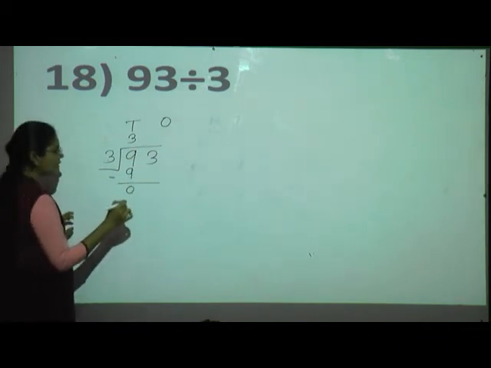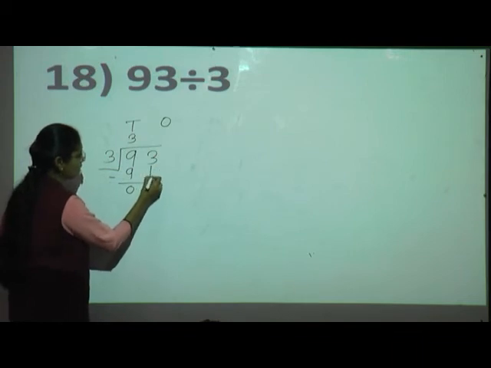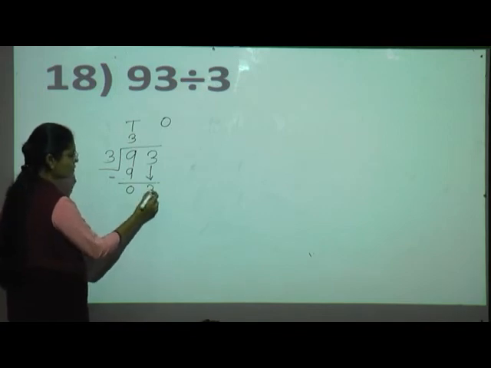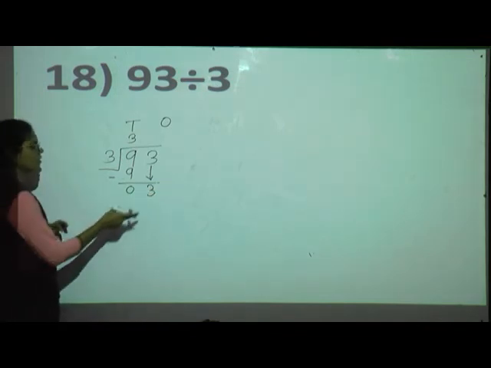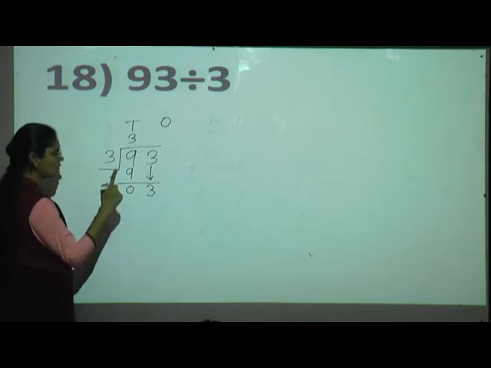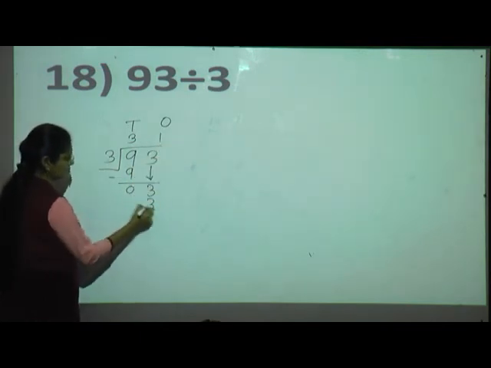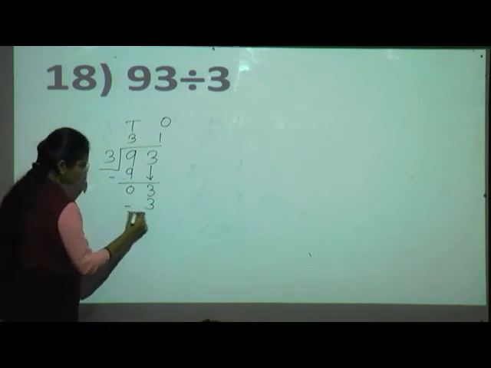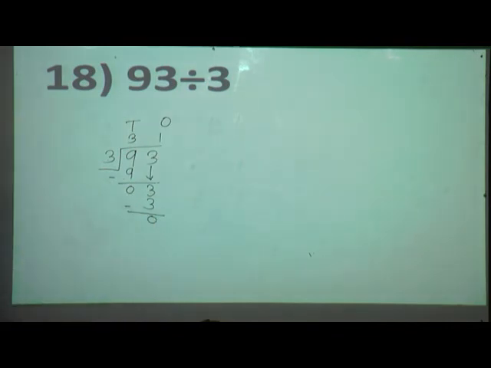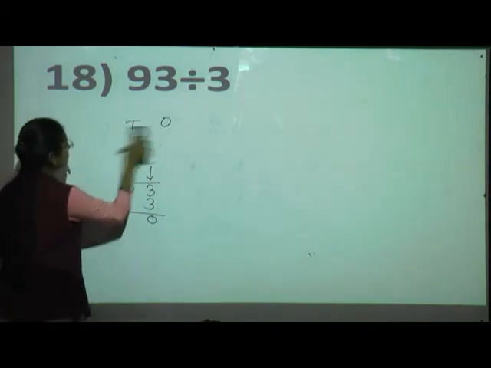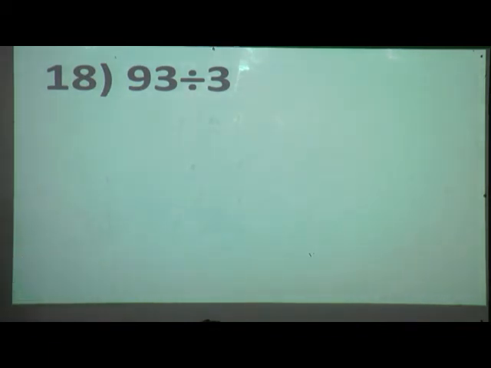Okay, then after that what you are going to do? Yes, this number we have to take down. So here you have to draw one arrow and this number you have to take it down. So here we will write 3. Again in the 3 how many 3's are there? Only 1 3 is there. So 3 1's are 3. Say 3 1's are 3 and then do the subtraction. Then you will get the remainder 0. So what is the answer? 93 divided by 3 is equal to 31. Next example, 90 divided by 3.